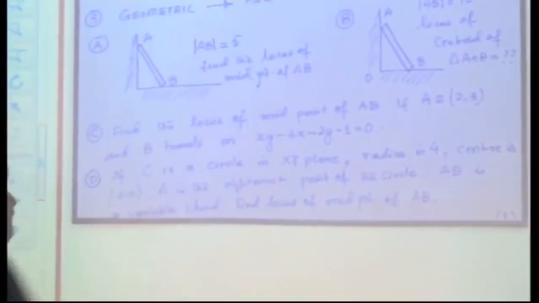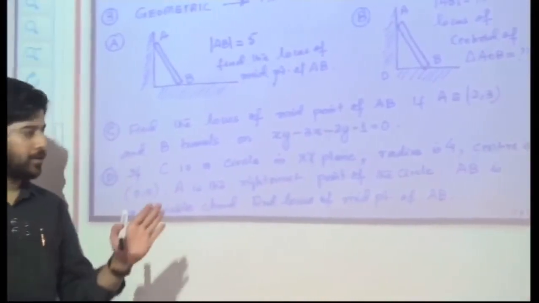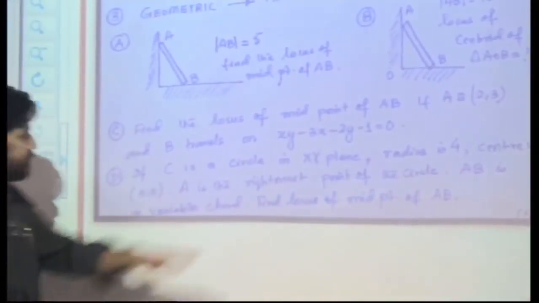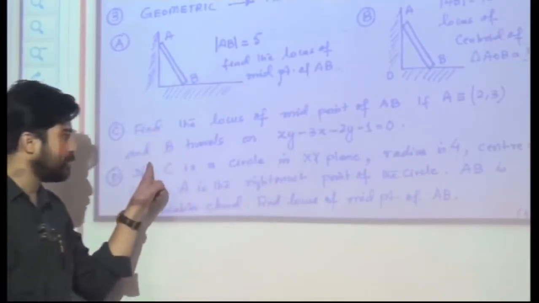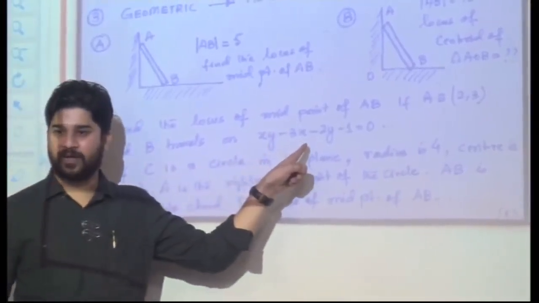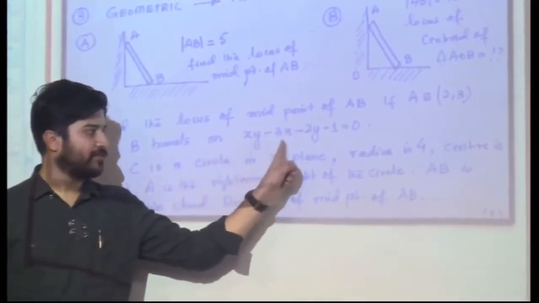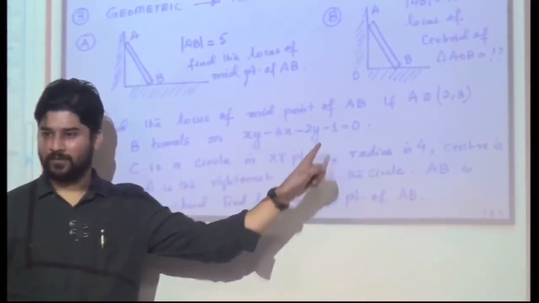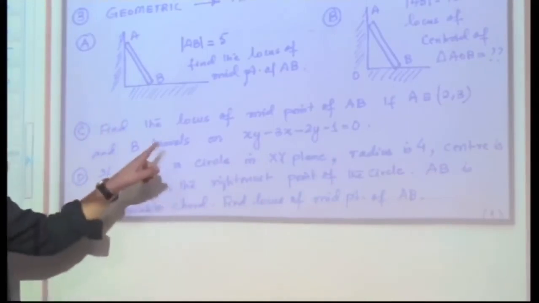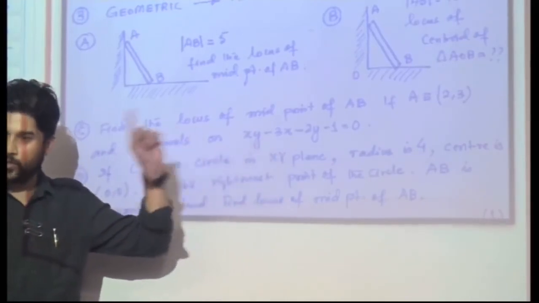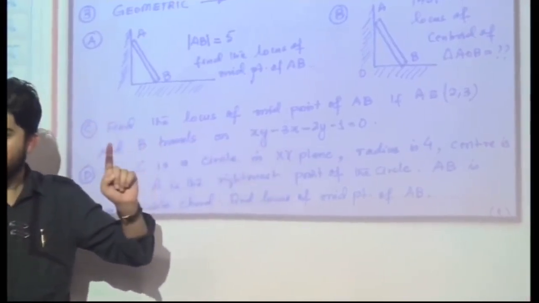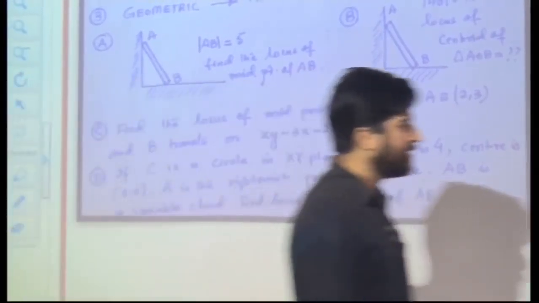Now what is the third question? See, find the locus of midpoint of AB. Find the locus of midpoint of AB if A is 2 comma 3. A is a fixed point, right? But B is not fixed. B is traveling on a certain path. And what is the equation of B's path? Right. But you don't have to find the locus of B, you already know it. A is fixed. What do you want? The midpoint of AB. If you see, it's something like this.